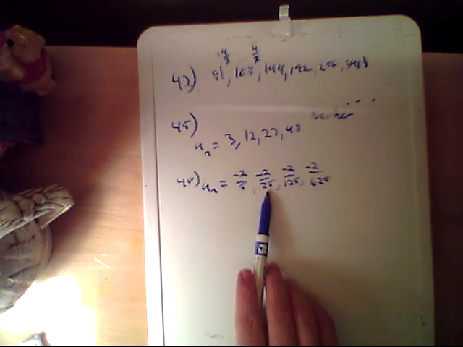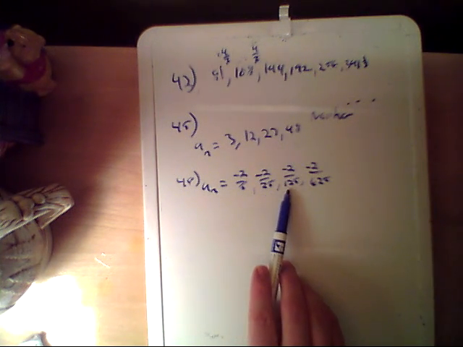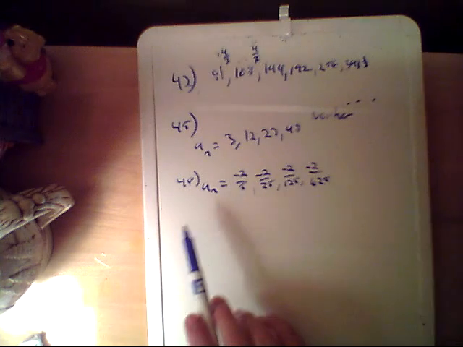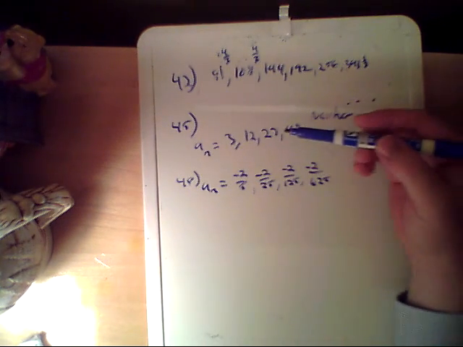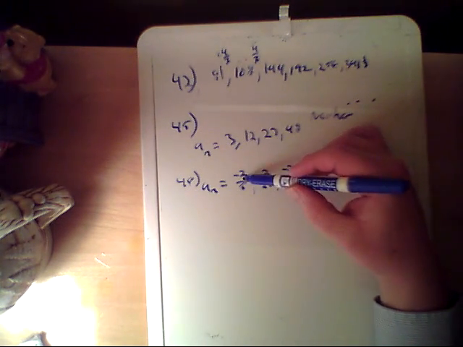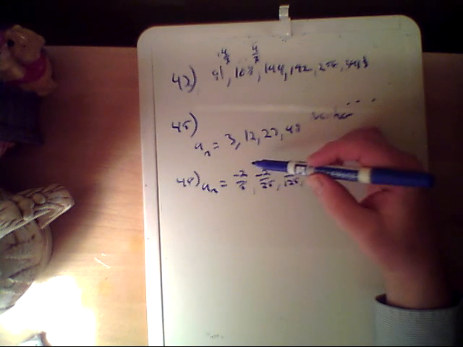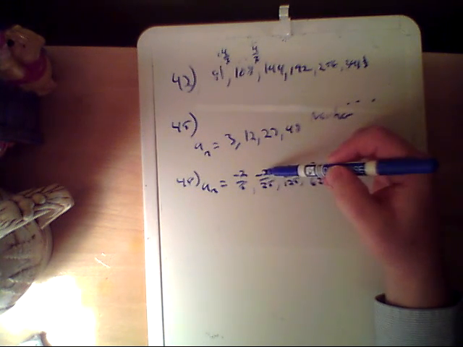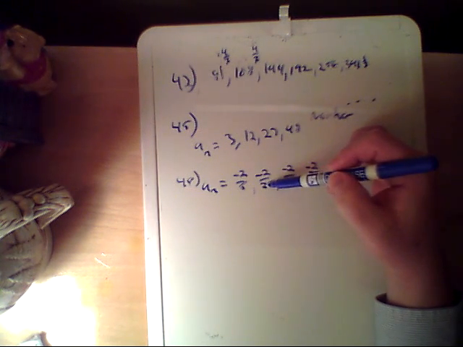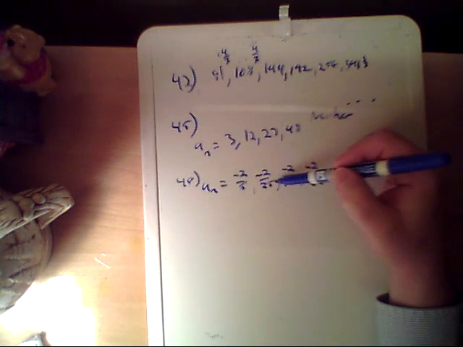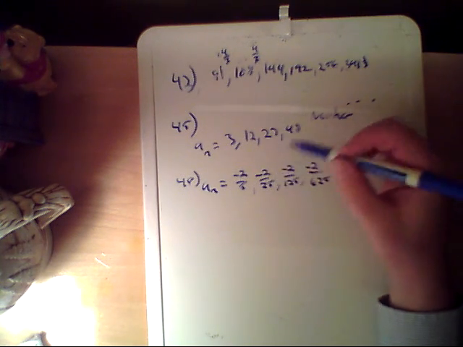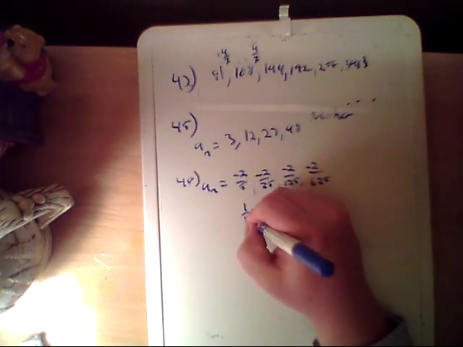5 times 5 is 25. 25 times 5 is 125. And 125 times 5 is 625. So really, we're multiplying each term by 1 over 5. Negative 2 times 1 is negative 2. 5 times 5 is 25. So our common ratio here is 1/5.